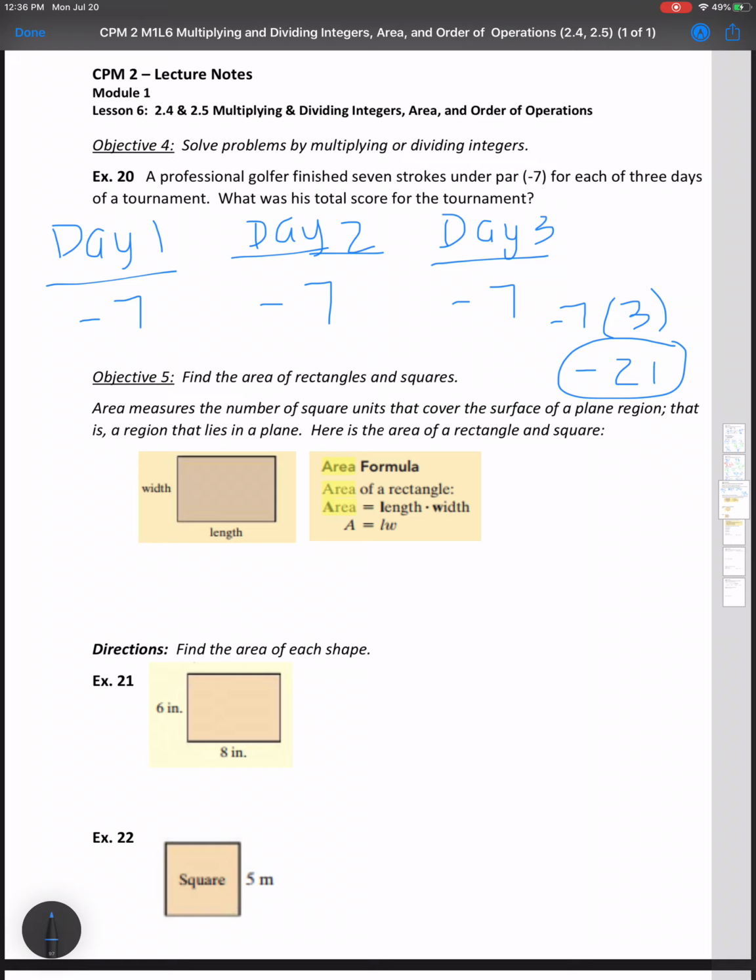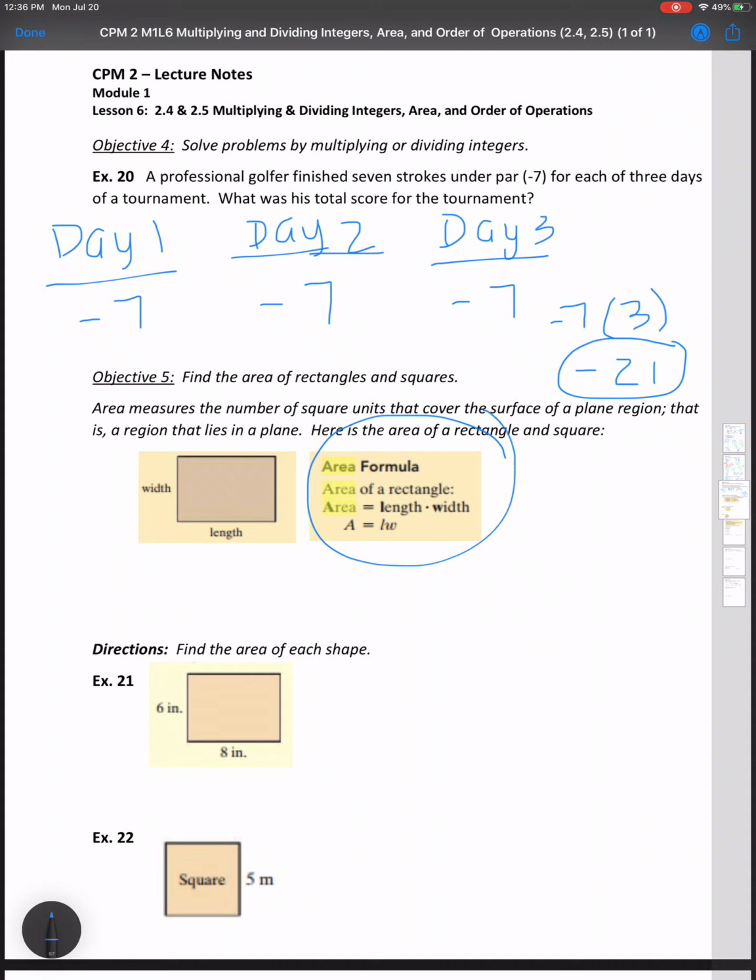Okay, objective number 5. Find the area of rectangles and squares. Area measures the number of square units that cover the surface of a plane, that is, a region that lies in the plane. Here's the area of a rectangle and square. And we've talked about this before, so just remember, area is your length times your width.